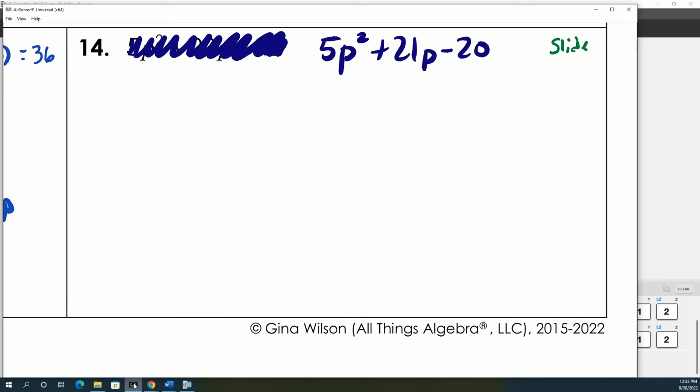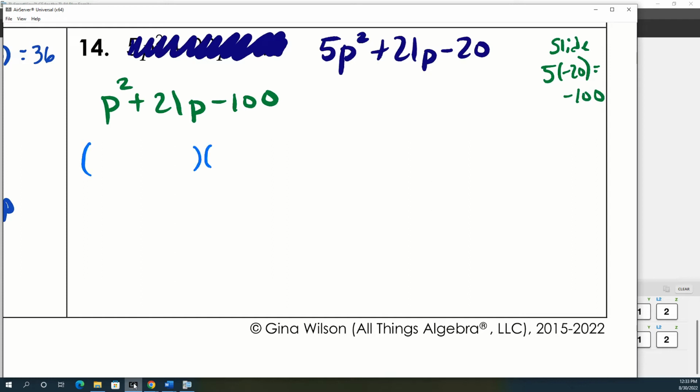So we'll start with slide, where we're going to slide the 5 over and multiply it by the -20, and that's going to give you -100. All right, so it's slid over, so it's not in front of the p anymore, the p squared. All right, then we're going to factor like normal. We're going to multiply to get 100 and add to get 21.